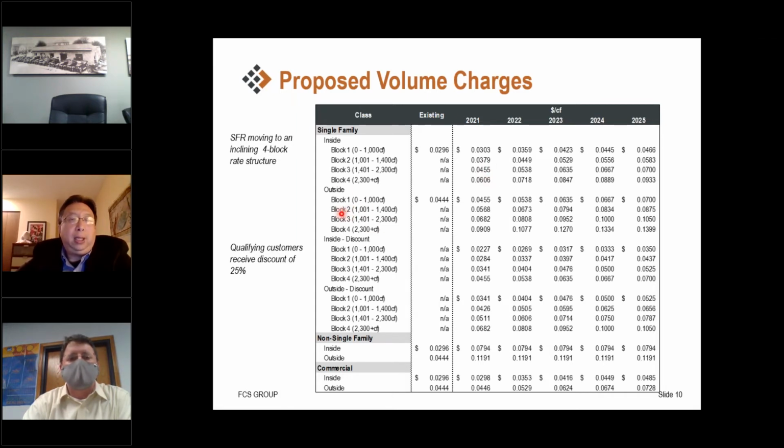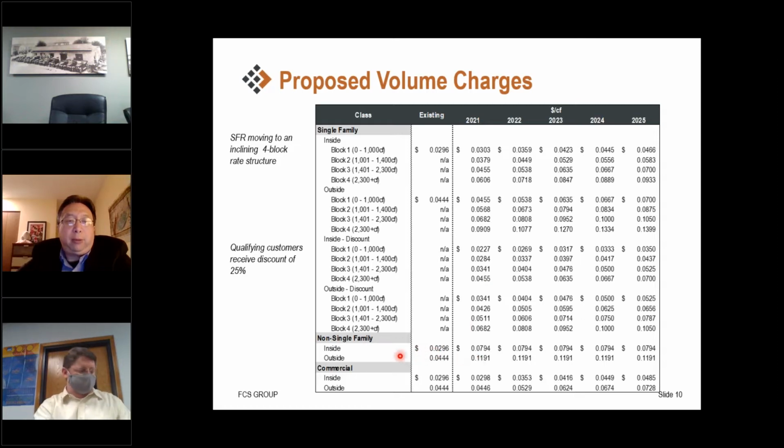We have a rate structure for outside customers at 150%, and for qualifying discount customers a 25% discount off the proposed rates. And if there are outside customers who are qualifying households, they would receive 150% of the discounted inside rates.